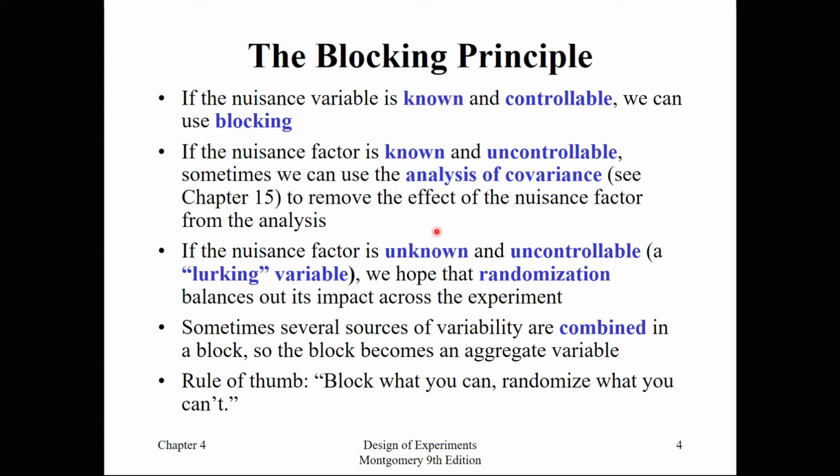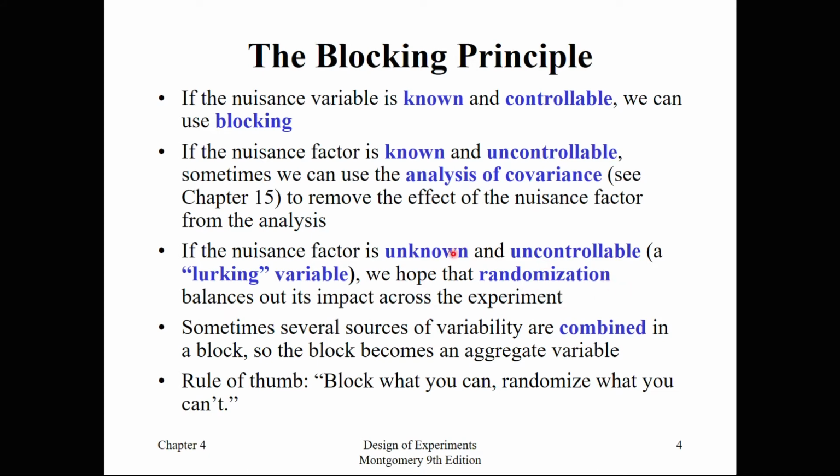Now, if it's unknown, how do we account for variables that are unknown? We can't control it because we don't even know it's there. Typically, the unknown variables are called lurking variables, and we've already talked about this near the beginning of the class. We hope that randomization helps. Random order, not quite the same thing, helps us make sure there's not an order effect, which would be a known and maybe uncontrollable factor. The randomization, what we're talking about here, is a random assignment of the experimental units to the groups. That is what balances out the impact of unknown and uncontrollable variables across the study.